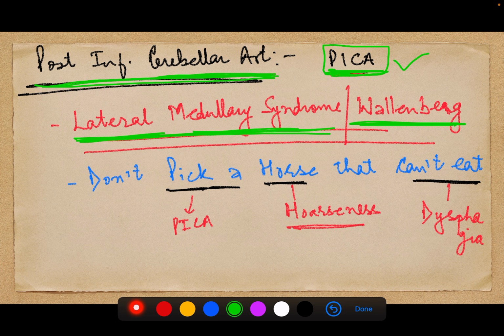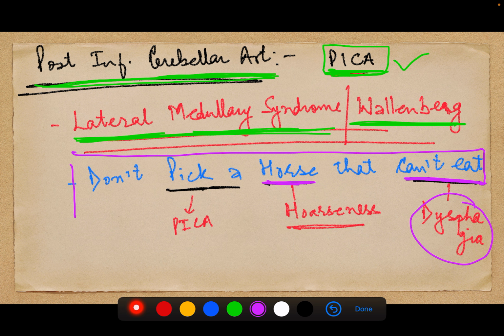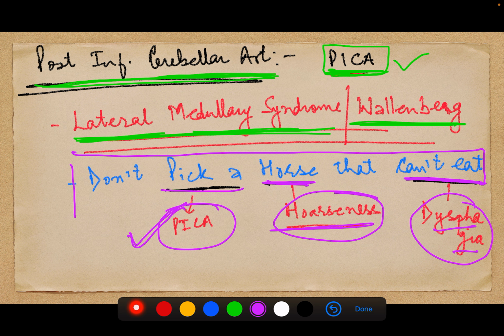PICA. So, don't pick a horse that can't eat. Can't eat is dysphagia. Horse is hoarseness of the voice. Pick means PICA, for the PICA. So if there is a lesion in the PICA, there will be hoarseness, there will be dysphagia.